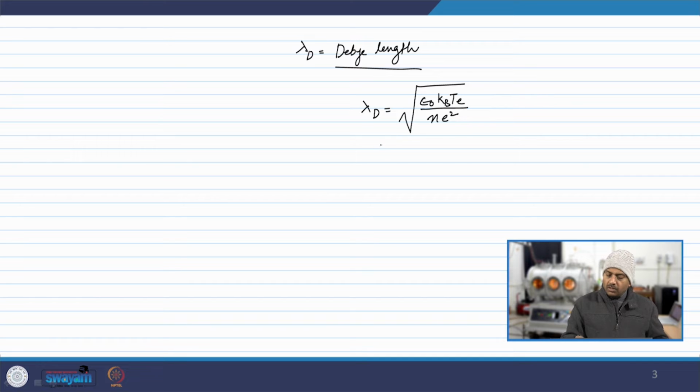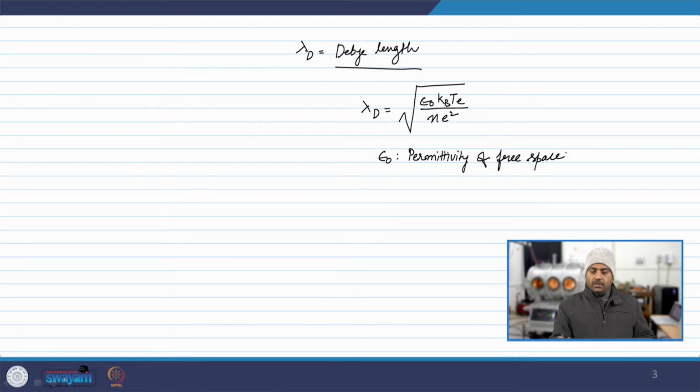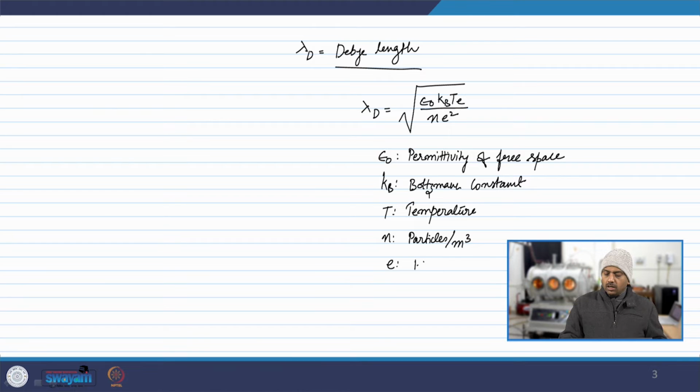Now, what are the parameters in this Debye's length? Epsilon naught is the permittivity of free space, k b is the Boltzmann constant, T is the temperature, n is the number of particles per unit volume, and e is 1.6 into 10 to the power of minus 19 coulombs.